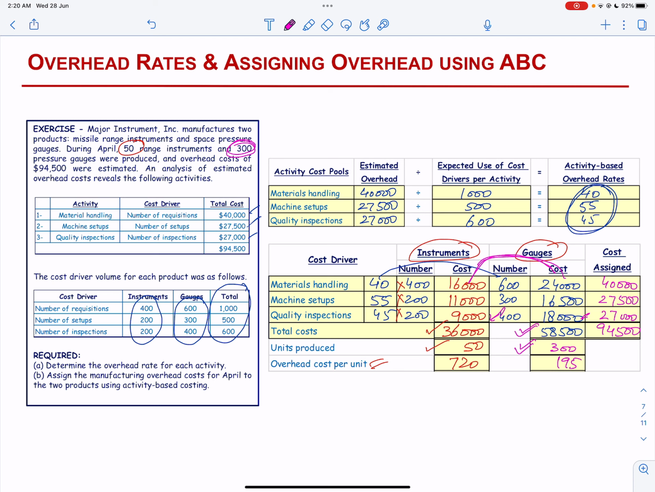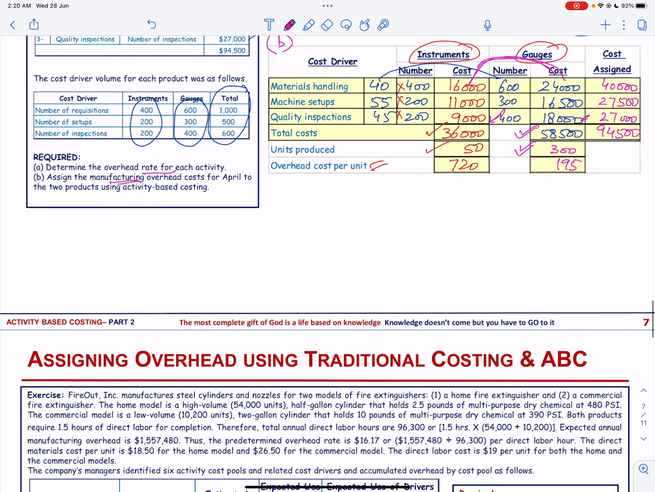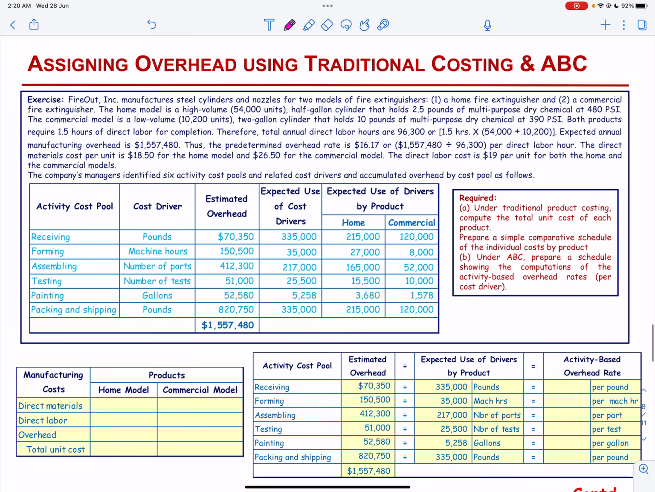Okay, so this is what we were supposed to do. We have to determine the overhead rate. So this was the overhead rate that we have calculated, and then we have assigned the manufacturing cost for the instruments and gauges. Next, let us see how to assign overhead using traditional costing and activity based costing. We will compute unit cost, classify activities as value or non-value added.